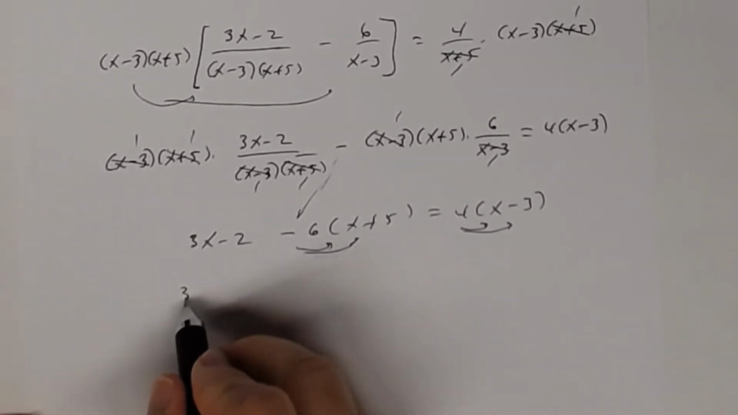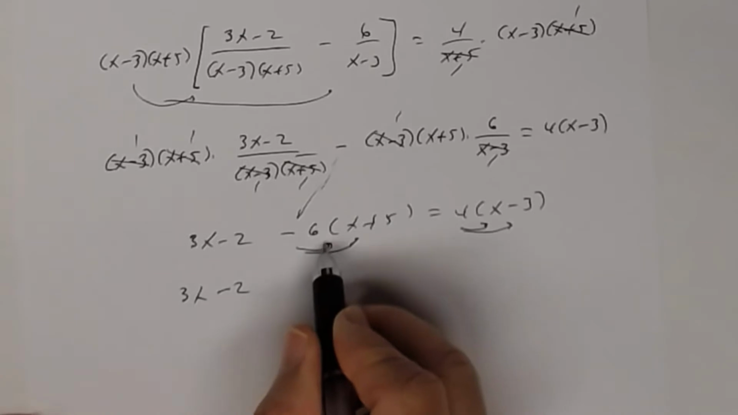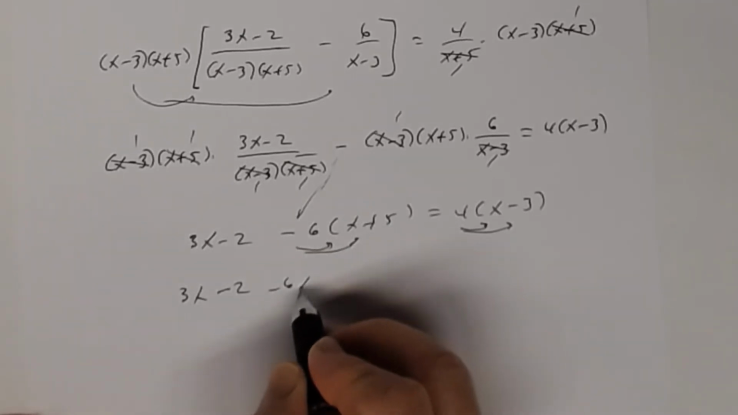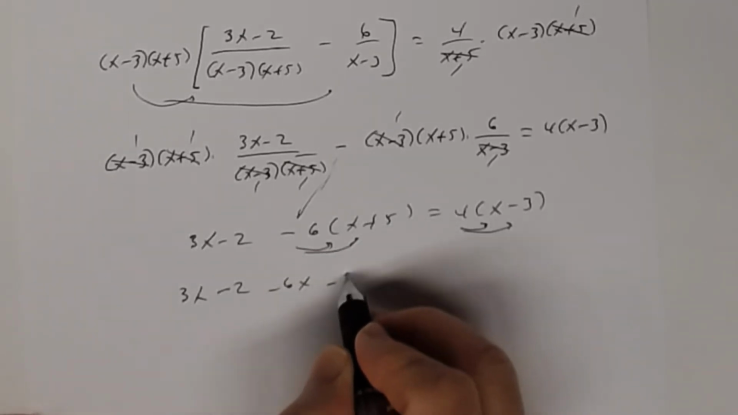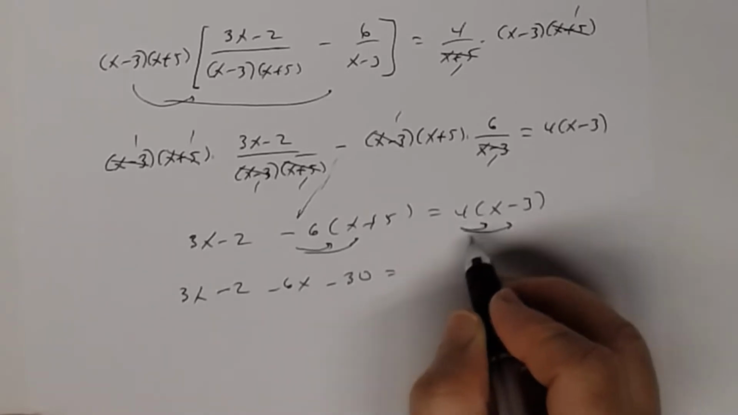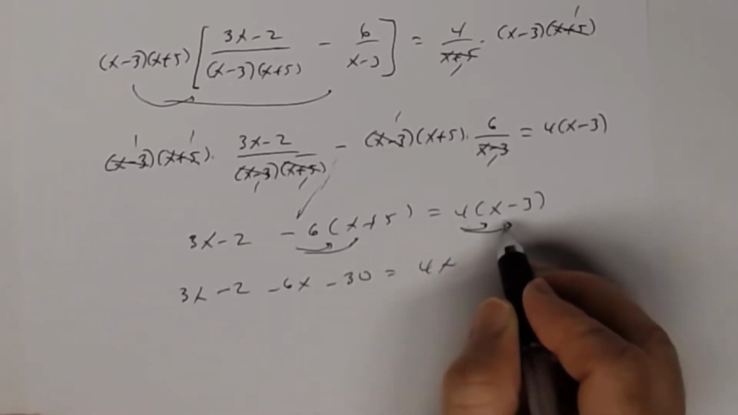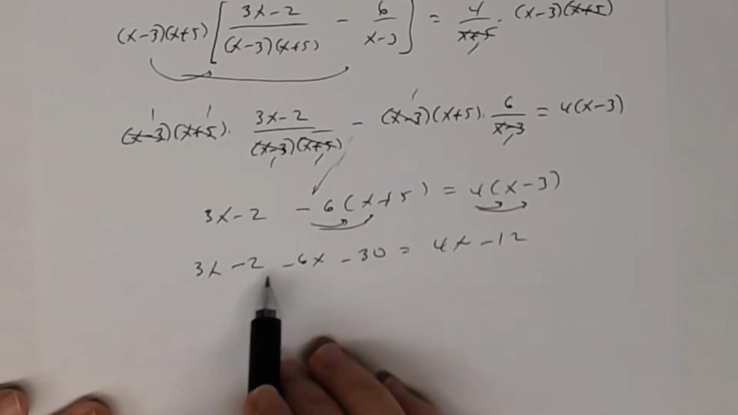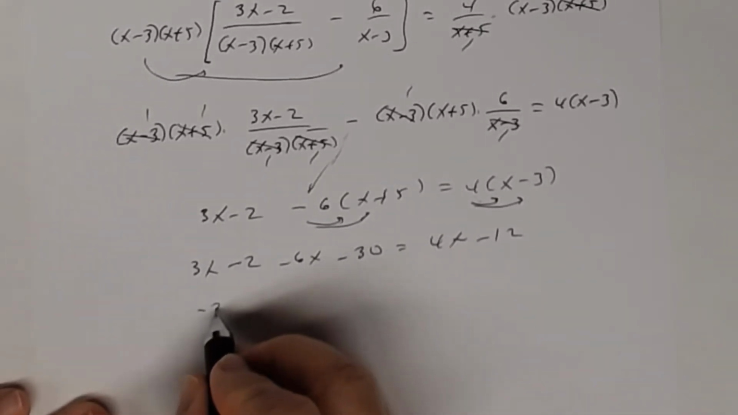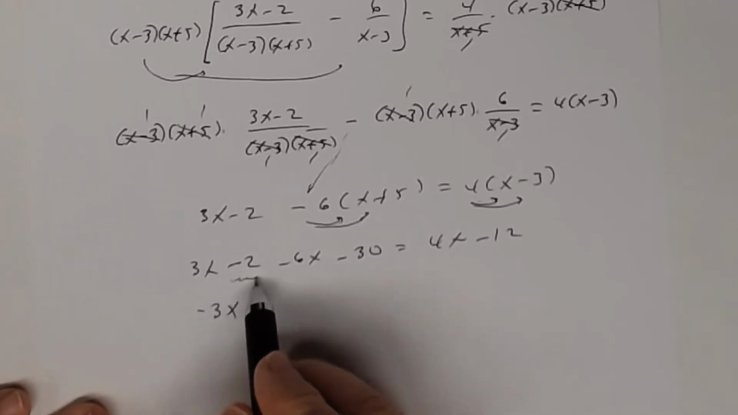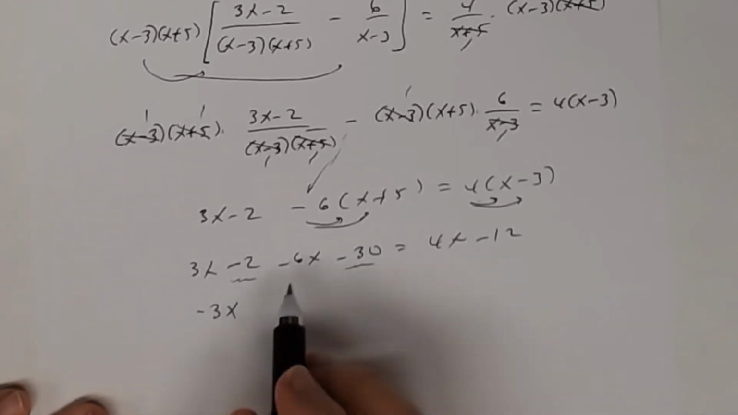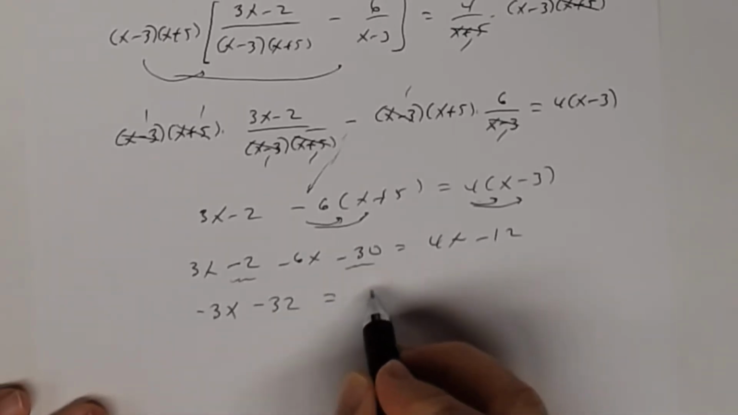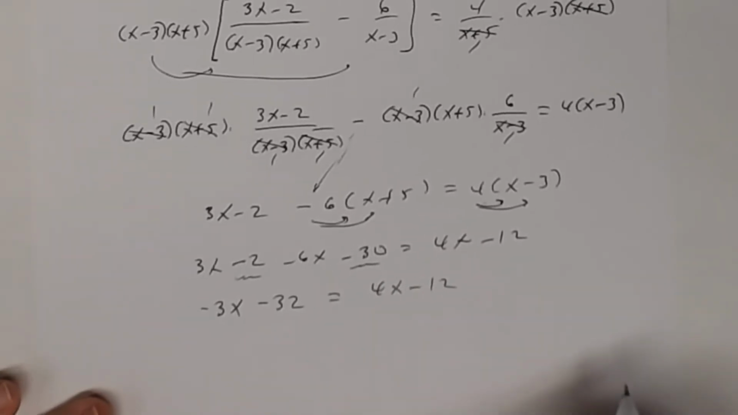So I get 3x minus 2. And then negative 6 times x is a negative 6x. A negative 6 times 5 is a negative 30, equal. And then 4x. And then 4 times a negative 3 is a negative 12. Combining like terms, 3x and a negative 6x is a negative 3x. A negative 2 and a negative 30 is a negative 32, equal 4x minus 12.